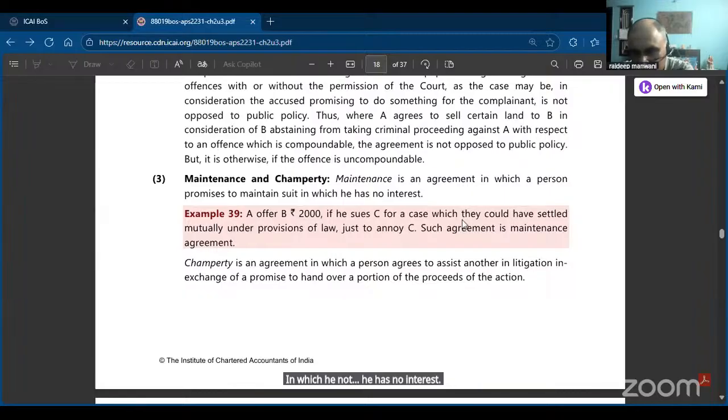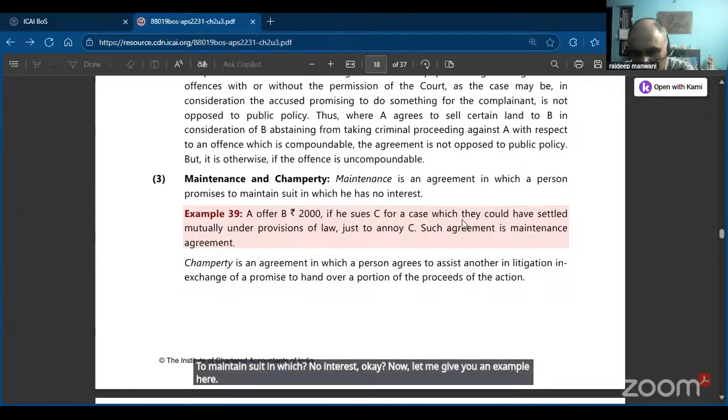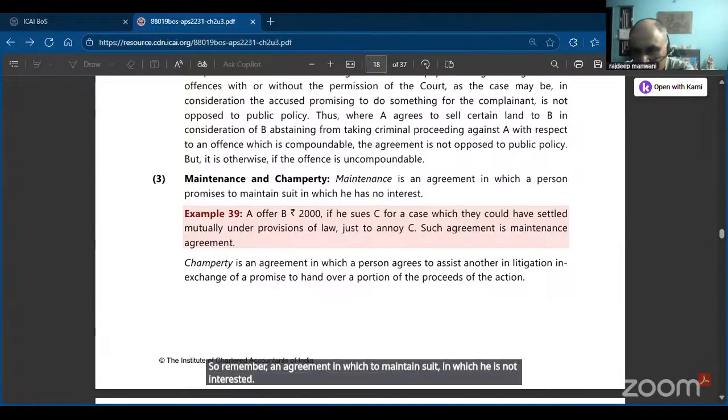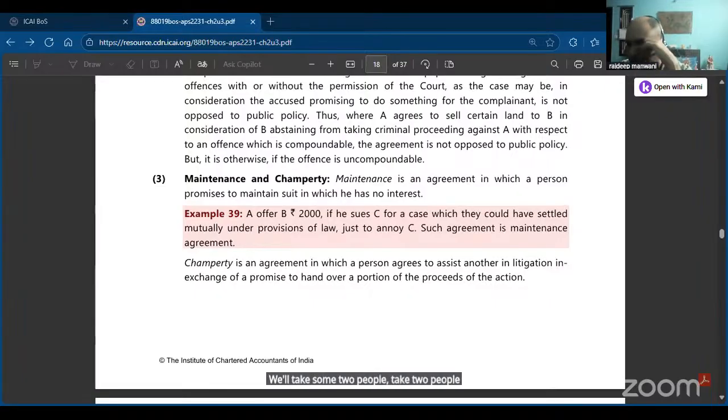Okay, now let me give you an example. So remember, an agreement in which to maintain a suit in which he is not interested. We'll take two people. Take two people's names, no, sir? Three people you take.